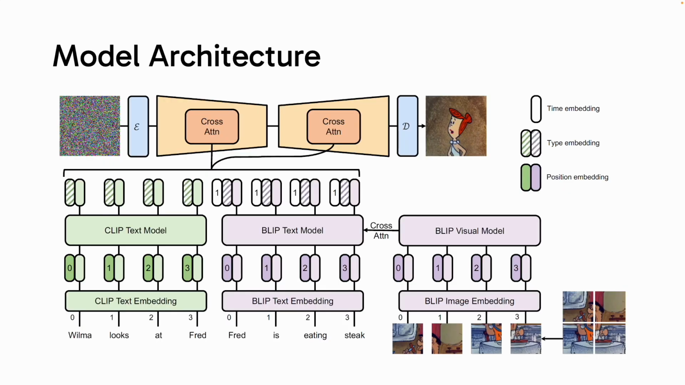Here is our detailed model architecture. We use CLIP model for text encoding and BLIP model for multimodal encoding. We add tag embedding to denote the CLIP embedding and BLIP embedding. We also add tag embedding to denote the order of frames for BLIP features.